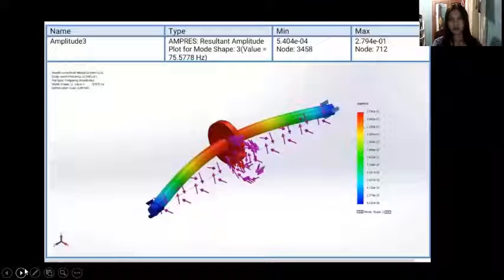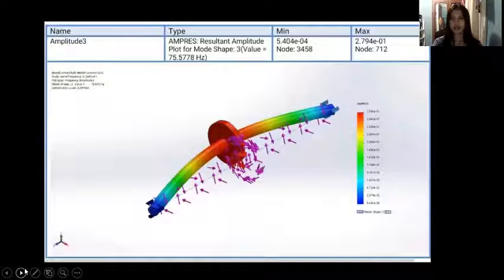So this is the amplitude 3. The value is 75.778 hertz. So the movement here is from left to right. It is the same scenario as amplitude 3 before, but the movement is different.